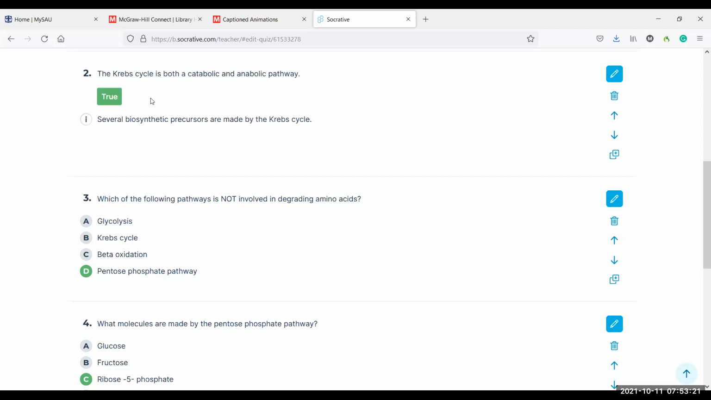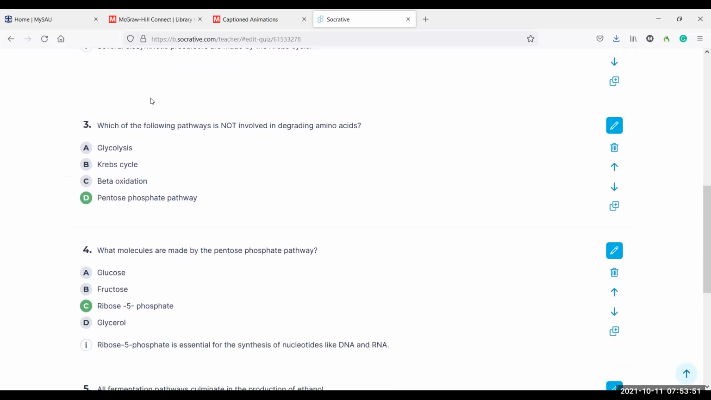Heme is used for hemoglobin, it's used for myoglobin, it's used for cytochromes. It's really important. And this is made from a Krebs cycle intermediate. So because of that, the Krebs cycle is catabolic, but it's also anabolic, so it's so-called amphibolic. It's a little bit too versed in what it does.